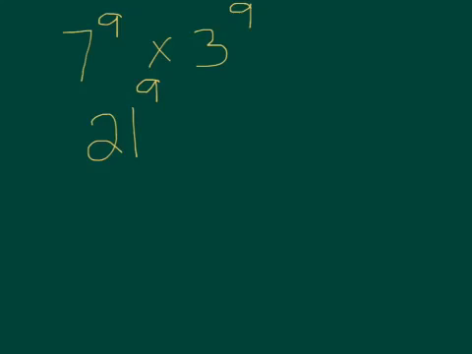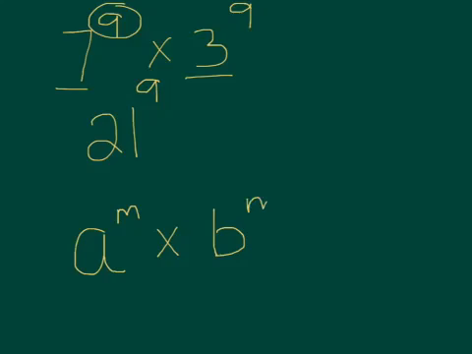So in this application, what we're going to do is multiply the bases and keep the exponent. So a general rule for that is if I had a base to the m power, and I multiplied that by a different base to the same power, the result is always going to be a times b, or multiply the bases, to the same power that I had, keeping the power.